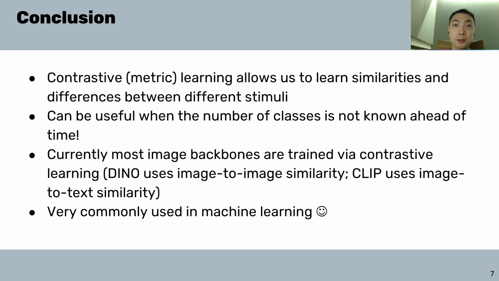So to conclude, contrastive learning allows us to learn similarities and differences between different stimuli. This can be useful when the number of classes is not known ahead of time. Currently, most image backbones are trained via contrastive learning. Dino uses image-to-image similarity. CLIP uses image-to-text similarity. So this is very commonly used in machine learning.